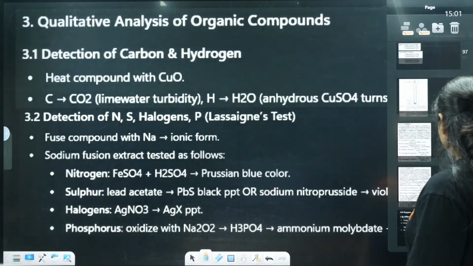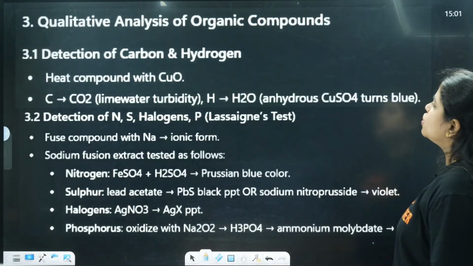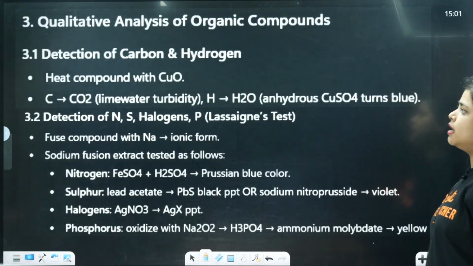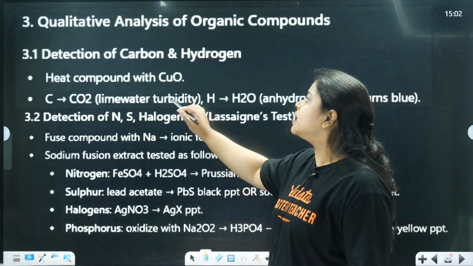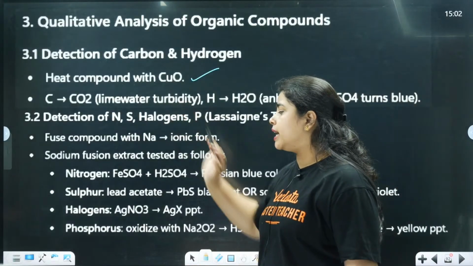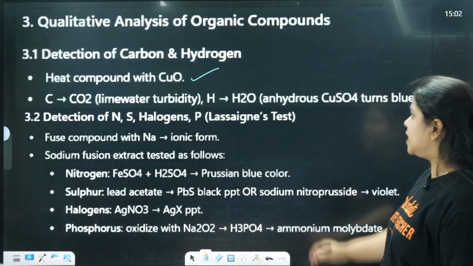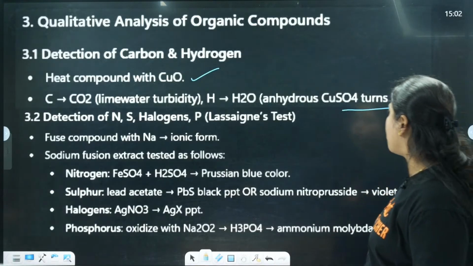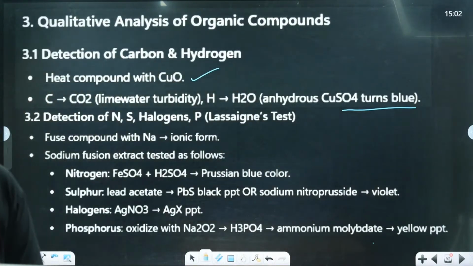Once that is done, we are done with a few things. In the qualitative analysis of organic compounds, for detection of carbon and hydrogen, the compound is heated with CuO and converted into CO2, which turns lime water turbid, and H2O, which turns anhydrous CuSO4 blue in color.